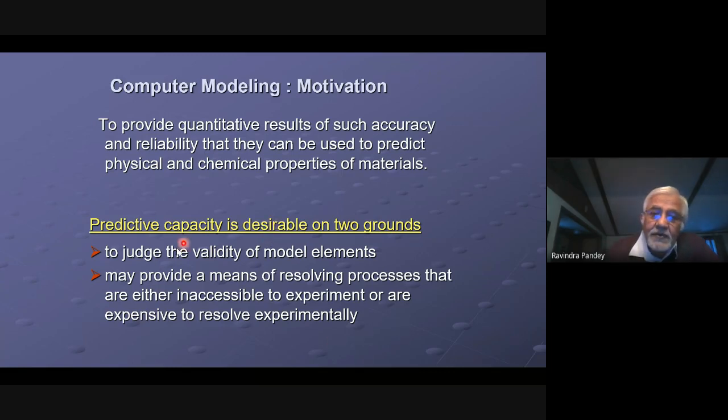So this capacity is desirable on two grounds. First, whenever we pick a model, we have to make sure that it is valid. So we take the available experimental results, compare them with the predictions, and verify that we can accurately reproduce the properties. Once we have confidence in our model, we can go on and resolve processes which are either accessible to experiment or very difficult to do experimentally. That's how we gain this predictive capacity from models based on first principles methods.